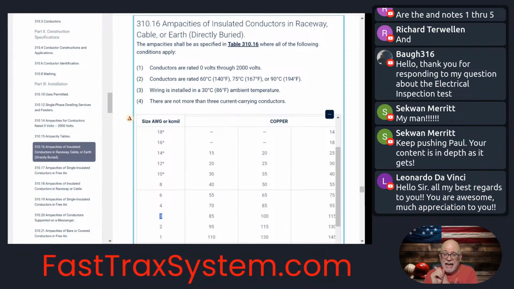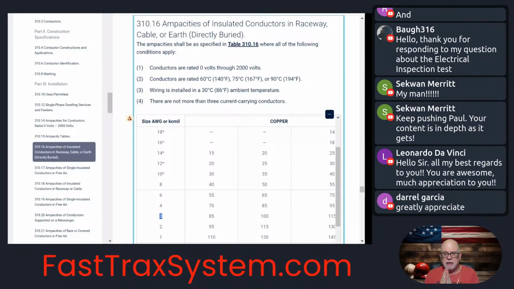Now, one last tidbit. In the code, it tells us in 250.24(D)(1) that your neutral cannot be less than what's in the table in 250.102(C)(1). So we just sized our neutral based on the calculated load. But in no case can it be less than what's in 250.102(C)(1). Well, we just calculated and said it couldn't be less than a 3.